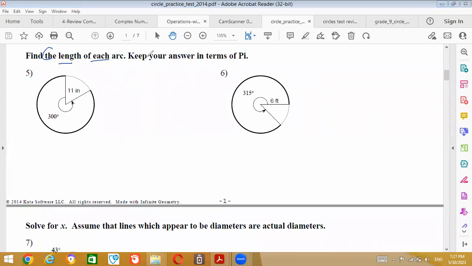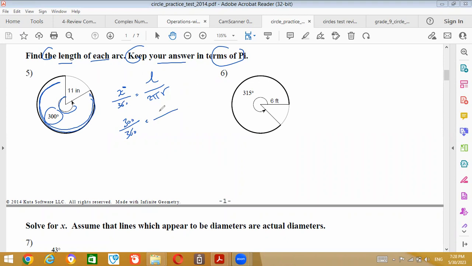And also the next one: find the length of each arc. Keep your answer in terms of pi. Okay, so I need the length of this arc. To get the length of the arc, it's x degree over 360 equals the length of arc over 2 pi r. The x degree is the measure of this angle. So 300 over 360 equals the length of arc, which we are going to get, over 2 pi, and the radius is 11. And after that you will cross product to get the answer.